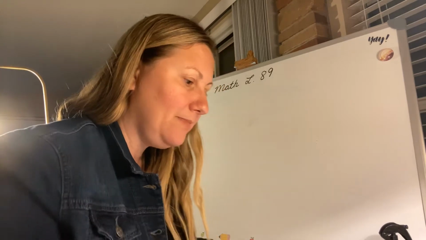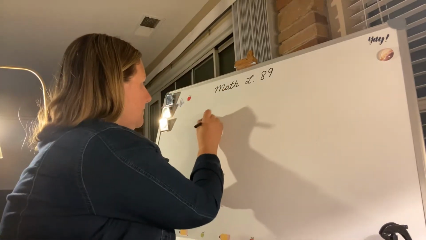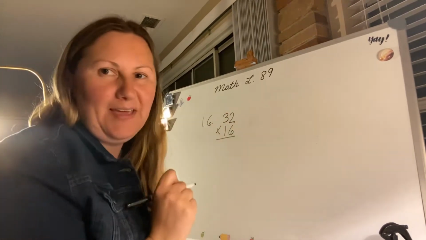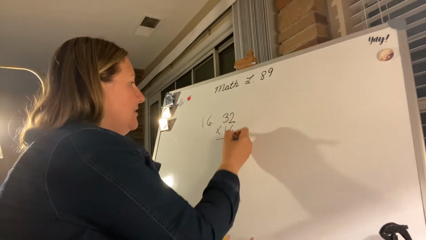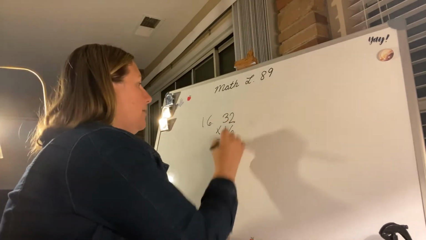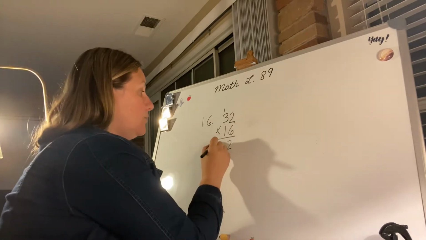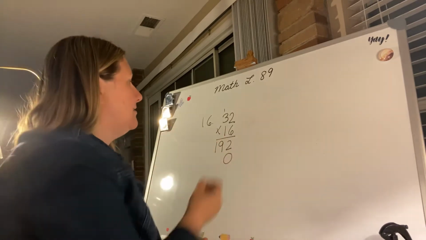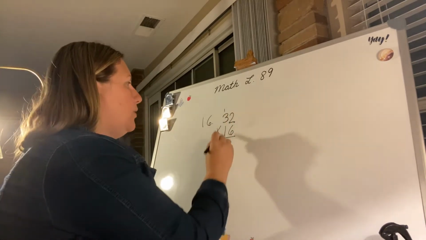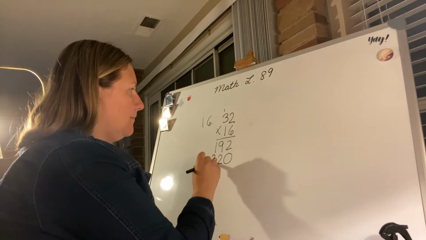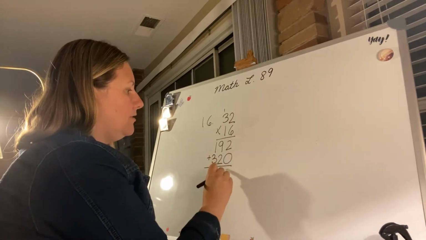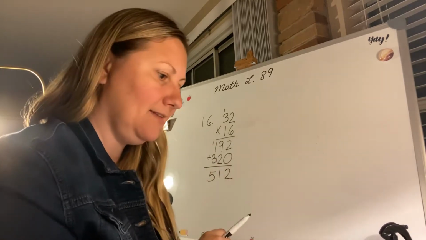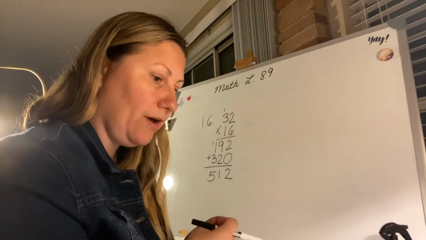The next star problem is number 16, which says 32 times 16. Okay, you guys doing okay? 6 times 2 is 12. 6 times 3 is 18, plus 1 is 19. Put down the 0 since you're multiplying by 10. Next, 1 times 2 is 2. 1 times 3 is 3. And add these two partial sums. We get 2, 11, and 5. So the answer to number 16 is 512.